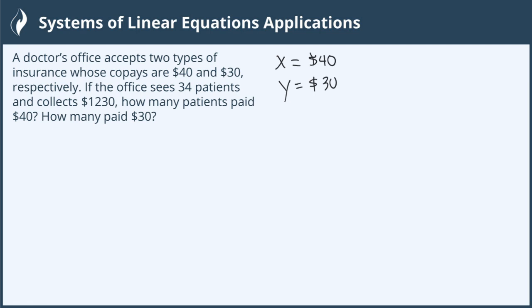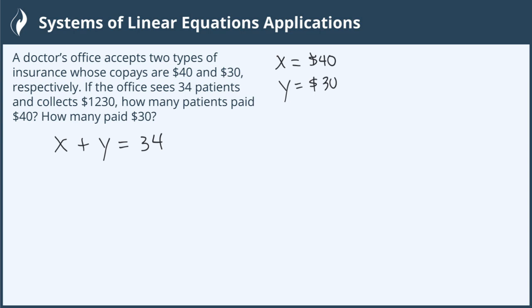So our first equation is going to use this 34 patients. So we have X plus Y equals 34 patients. They only paid $40 or $30, so X and Y together equal 34 patients.